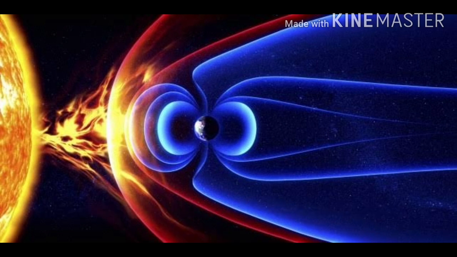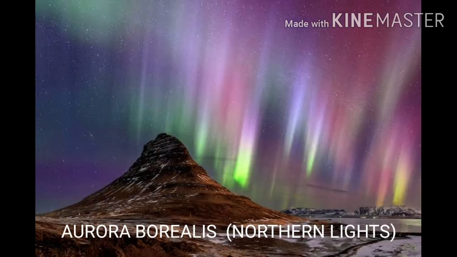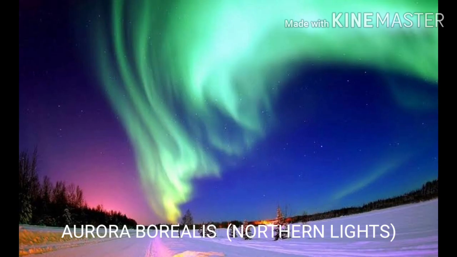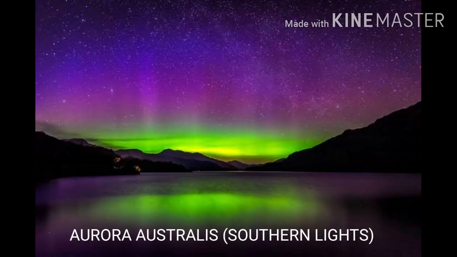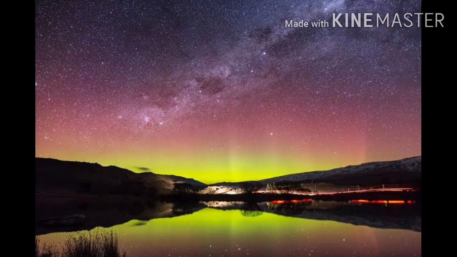When these charged particles hit oxygen and nitrogen molecules in atmosphere, they emit colored lights. In North Pole, it is called aurora borealis or northern lights, and in the South Pole, it is called aurora australis or southern lights. You can see the magnificent colored lights in these pictures.